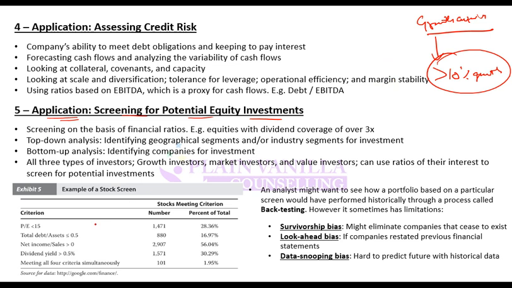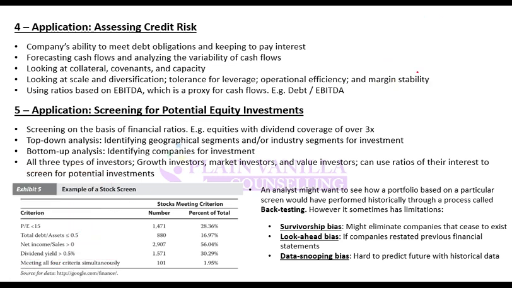Or maybe you want only companies which pay dividends, or which have increased their dividend over the past. So you put a criteria that only selects companies for which dividend growth is greater than 5%. Again, this comes from financial statement analysis. So it can also help screen on the basis of financial ratios. It can help with top-down analysis, bottom-up analysis.